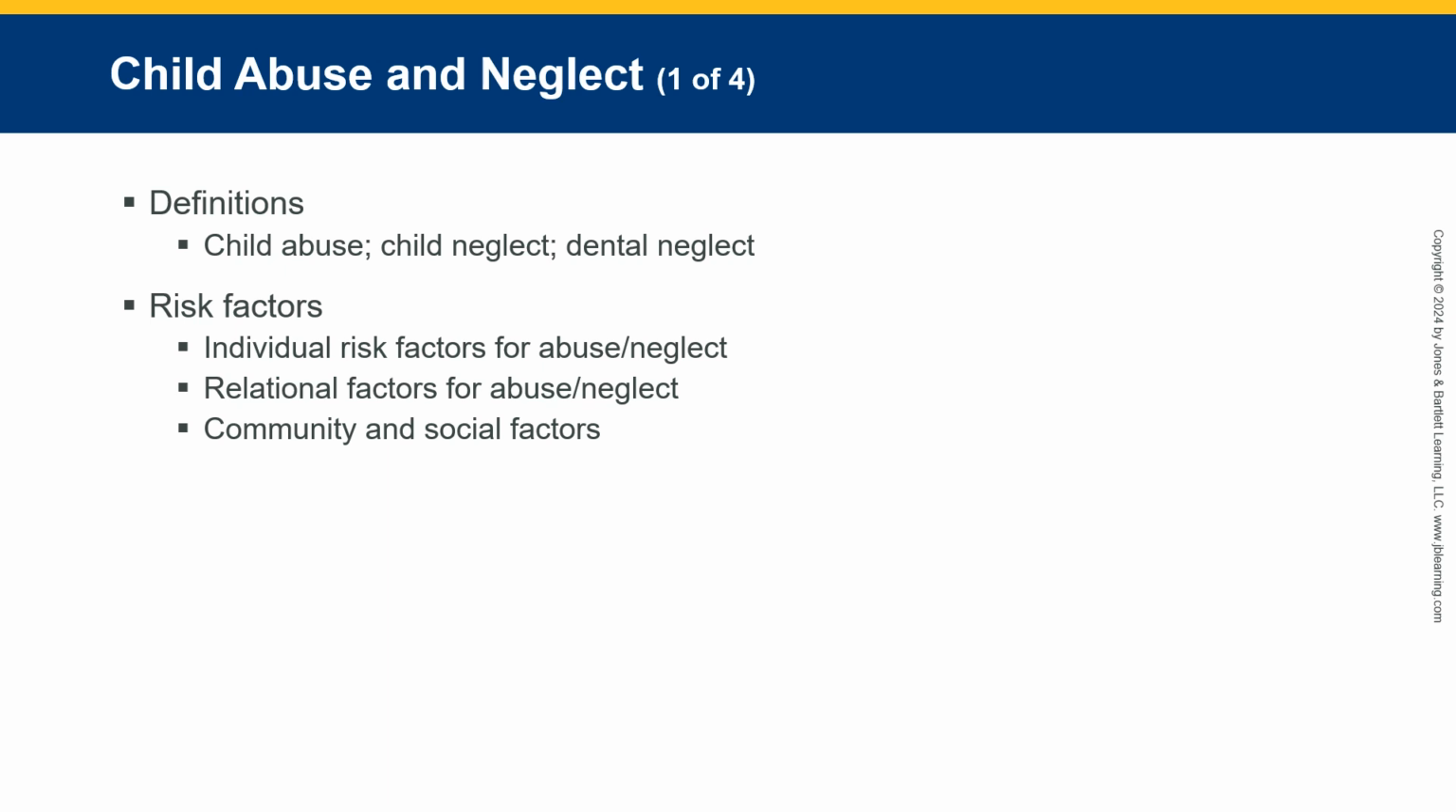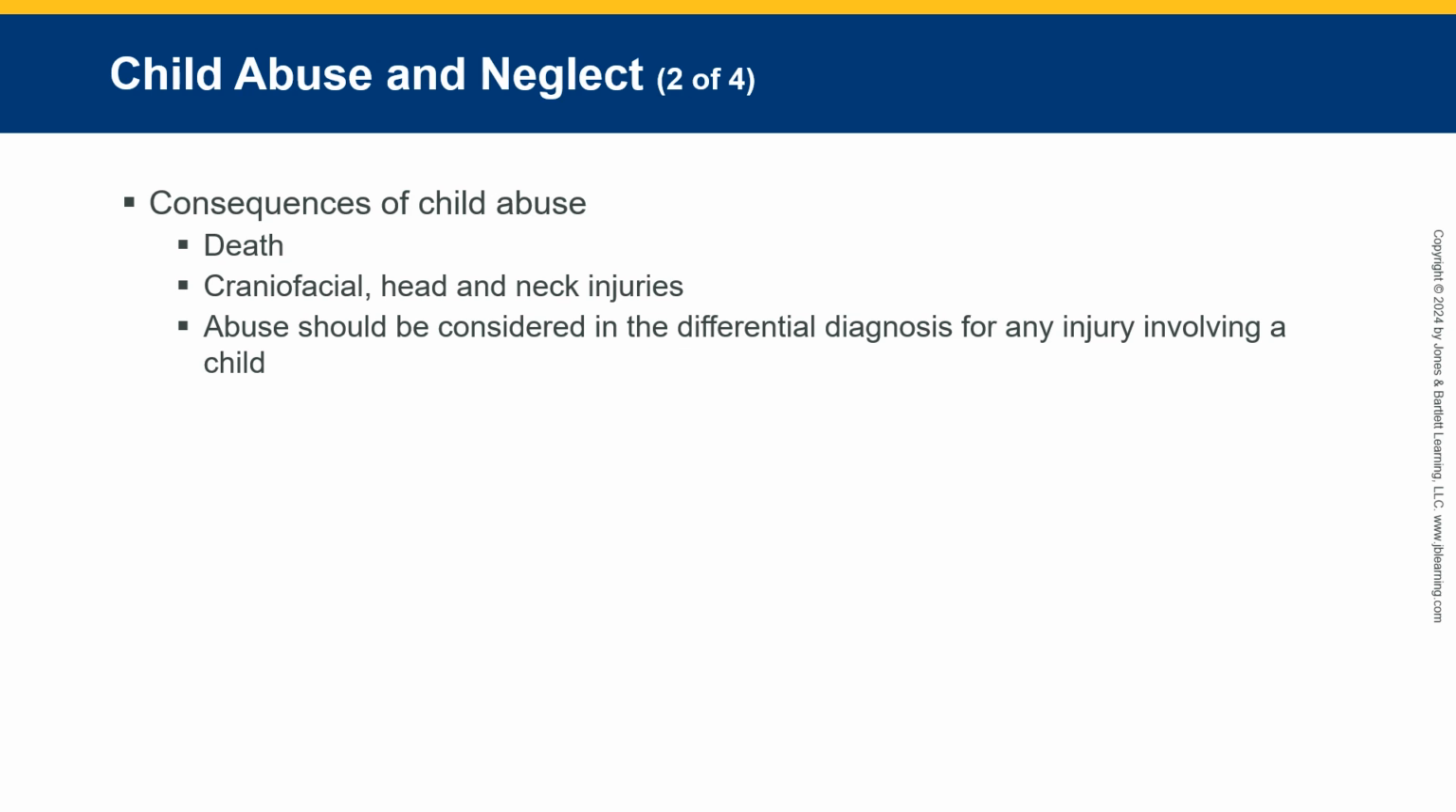Community and social factors include unstable or lack of adequate housing, high amounts of unemployment, social, economic, and health education policies, and increased stress and community isolation. Consequences of child abuse: several thousands of children die each year as a result of physical damage. Cranial, facial, head and neck injuries occur.